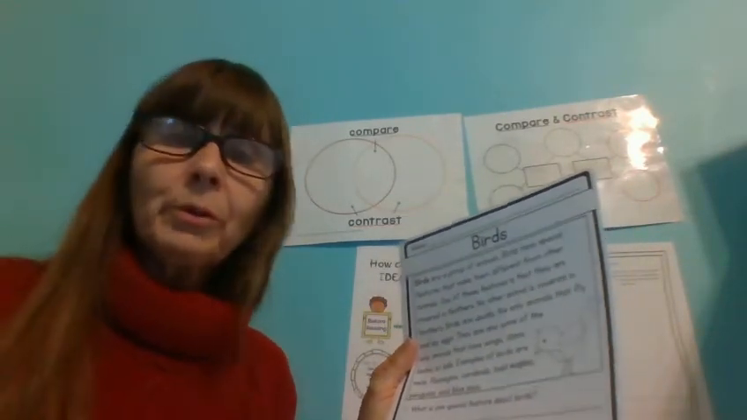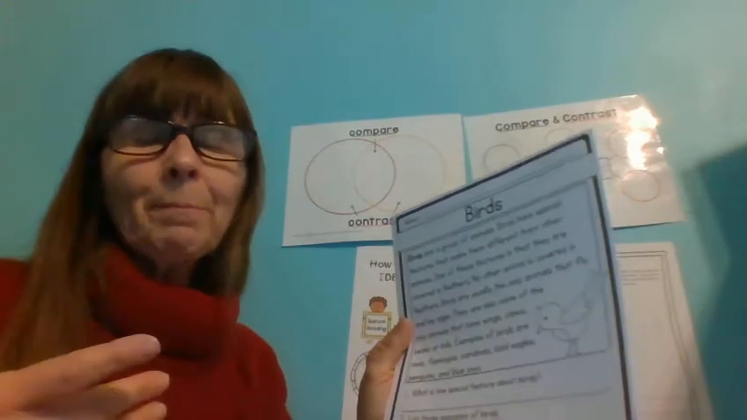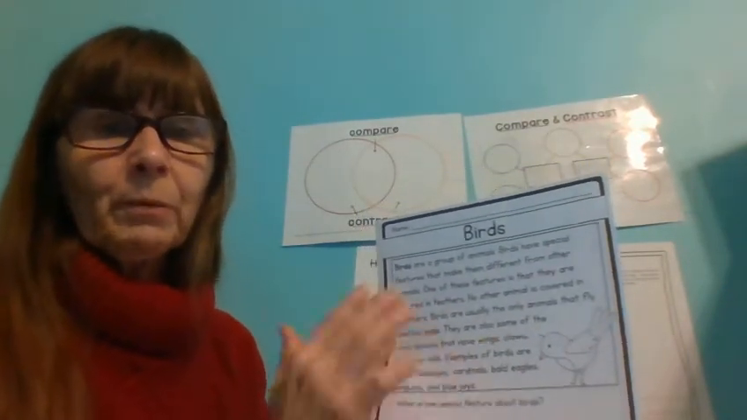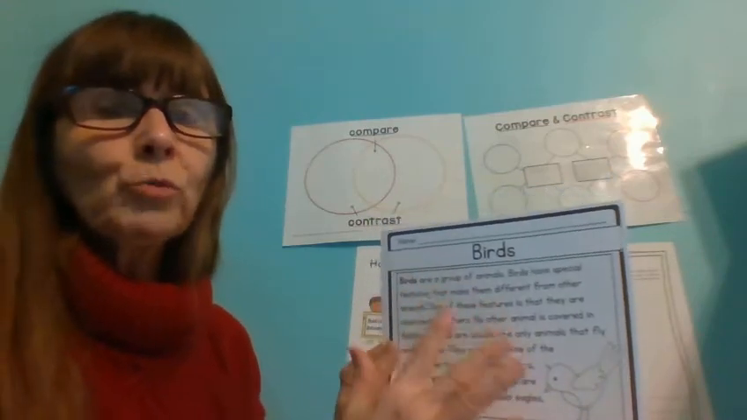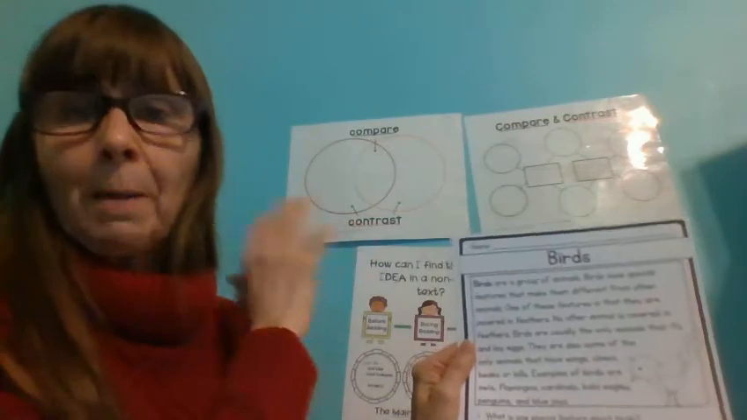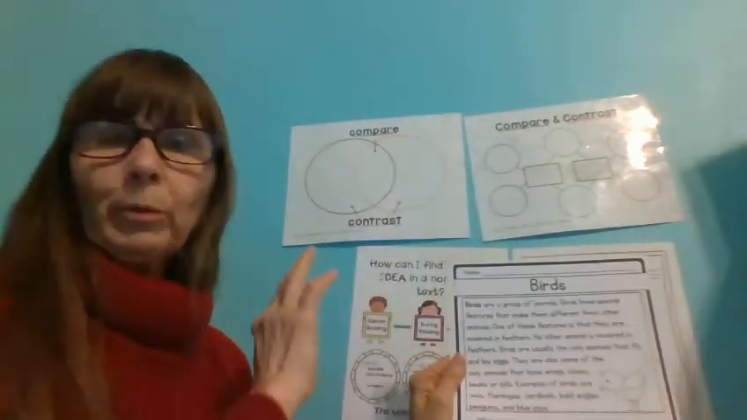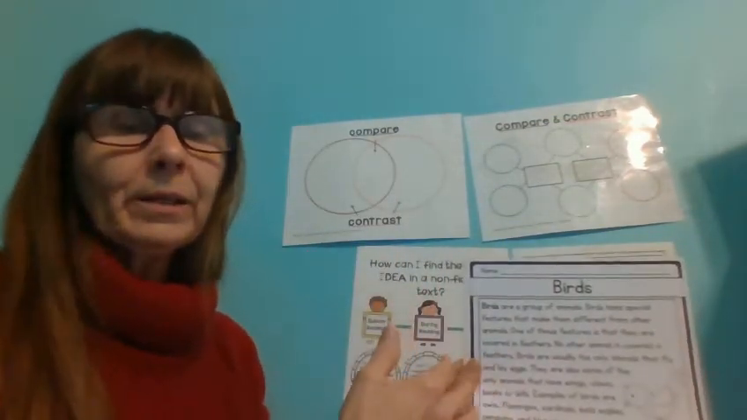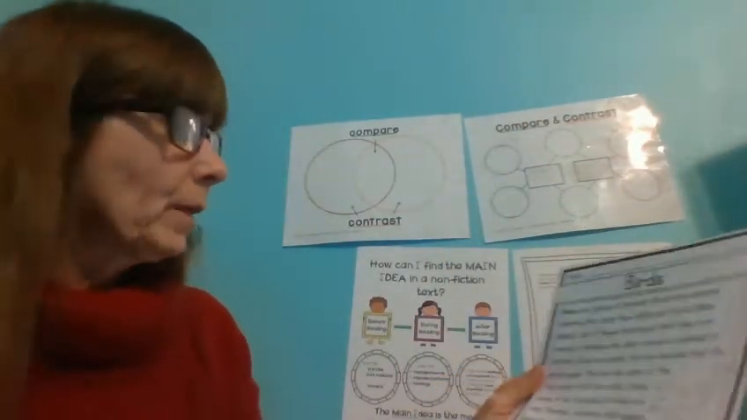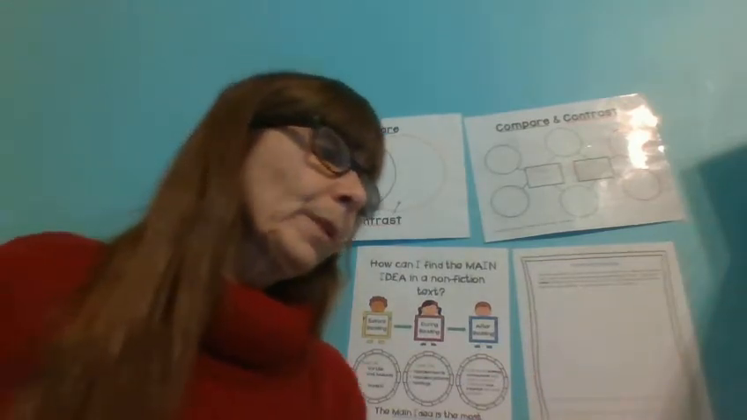And tomorrow, as I said, we're going to read another passage, and that passage will be one that we compare and contrast with this. And when we compare and contrast two nonfiction pieces, one circle represents one main idea. The other circle will represent the other main idea. Okay? Or in this case, this box would be one main idea, and this box would be the other main idea. All right, let me continue.